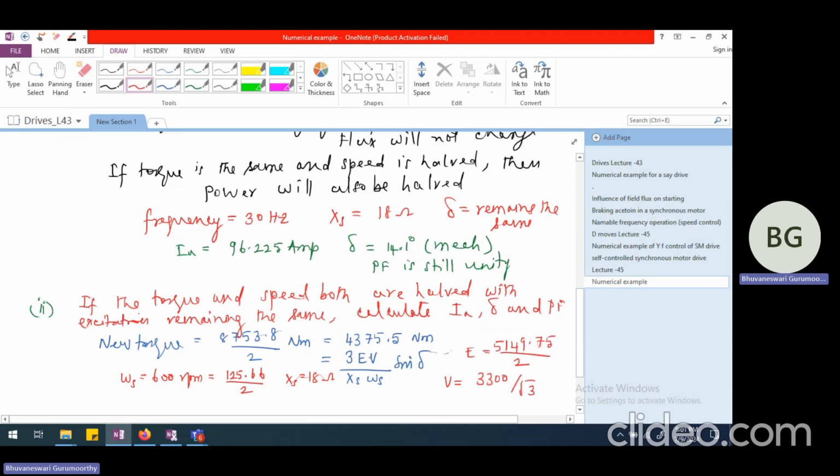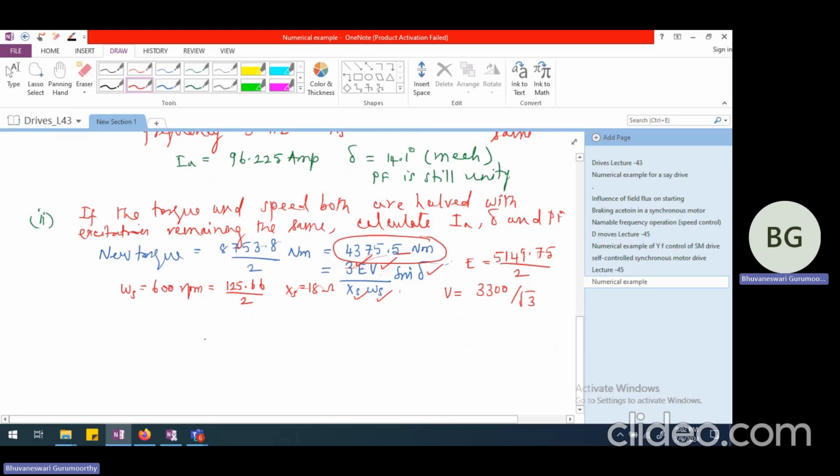So all these values are known. In this equation, we know what is the torque value. We know what is E, what is V, what is Xs, what is omega s. So we should be able to calculate delta. So new delta value, what we have calculated from all these things, is equal to 19.6 degrees. So this is the new delta value.